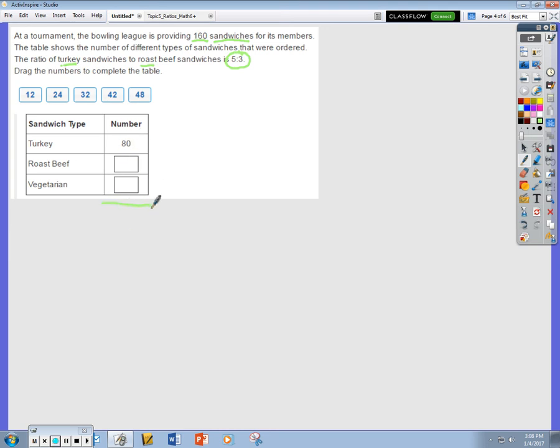I know that these three add-ins, when I add them together, must give me 160. So 80 plus something must give me 160. That's a good place to start. Now, it says the ratio of turkey to roast beef is 5 to 3. So we have 80 total. Well, the ratio is 5 to 3, and that's with roast beef, 5 to 3. These must be equivalent ratios.